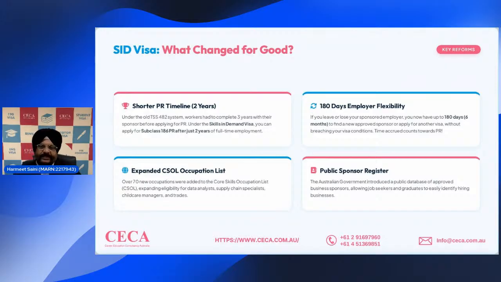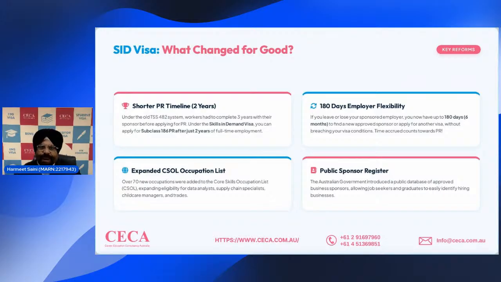And when this visa is granted to you and you work for almost 2 years, your countdown begins and your permanent residency pathway is just 2 years ahead after that. And the third benefit is an expanded skilled occupation list for this visa subclass. Over 70 new occupations were added to the core skill occupation list, expanding eligibility for data analysts, supply chain specialists, childcare managers and trade workers as well.